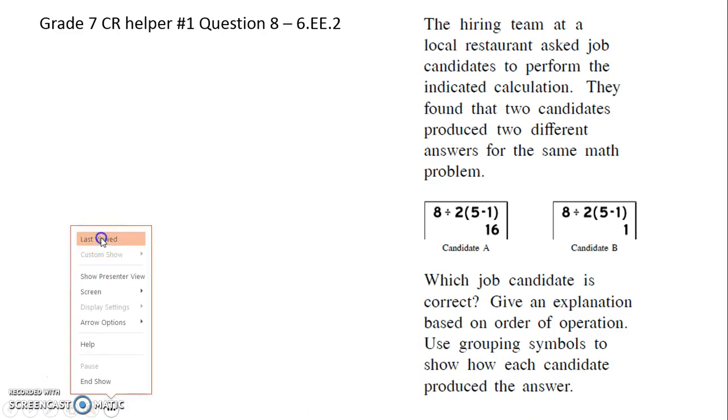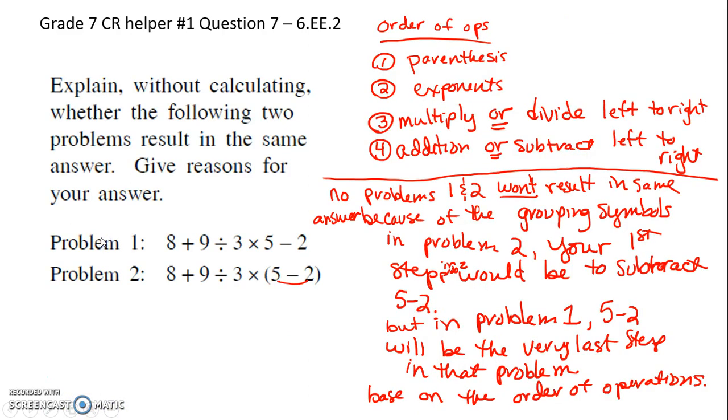Sorry about that. I keep jumping slides. So no, these won't result in the same answer. In problem 2, you're going to subtract 2 from 5 first. But in problem 1, you subtract 2 from 5 in the very last step because of your order of operations. I'm going to go ahead and quick, you're not supposed to calculate, but I'm going to go ahead and calculate to just show you what I mean by this.